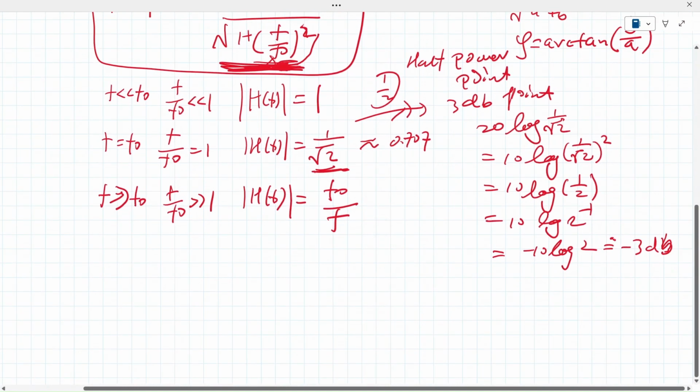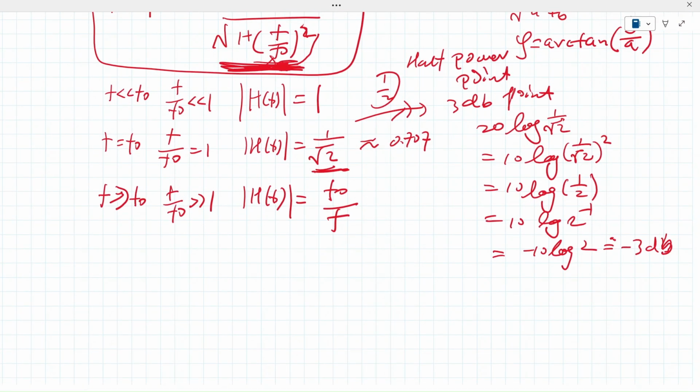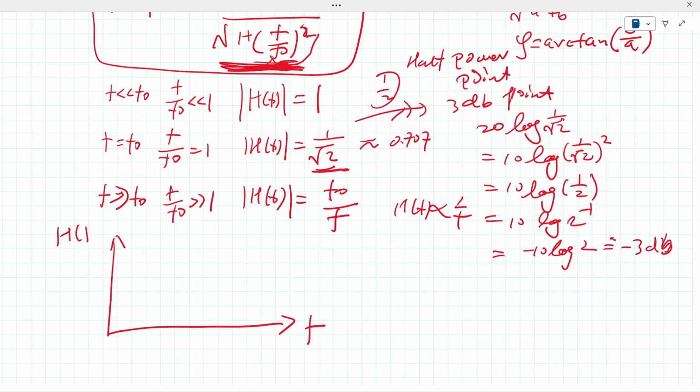Okay, and that means over the cutoff frequency, the signal attenuates as 1 over f. Okay, let's make a plot. We use f here, this is H(f), the amplitude. Remember, we normally plot this on a log scale. If you plot 1 over f on a log scale, it will be a straight line with a slope of -1.